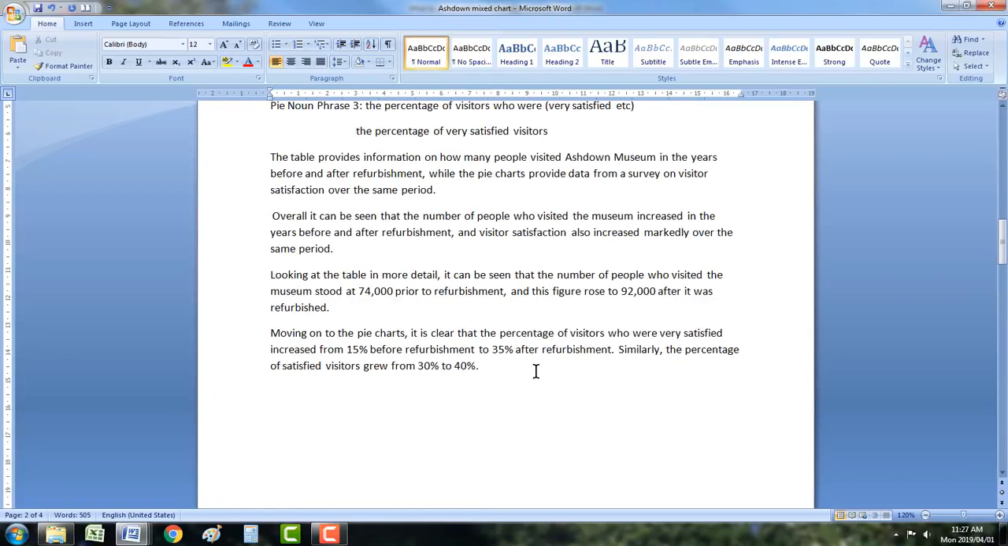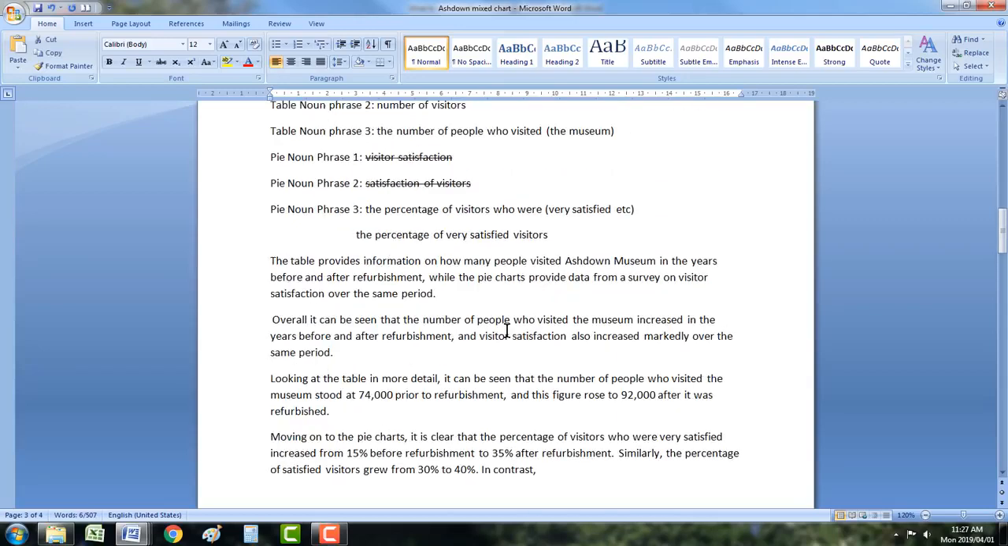Linking language, we're decreasing now, let's say in contrast. Actually, I think I'm just going to use this one because it's a bit shorter and smaller, and we're going to have a long sentence, a respectively sentence here. So just trying to keep it a bit shorter to make it easier to understand. So it's going to be like the percentage of dissatisfied visitors and very dissatisfied visitors decreased.